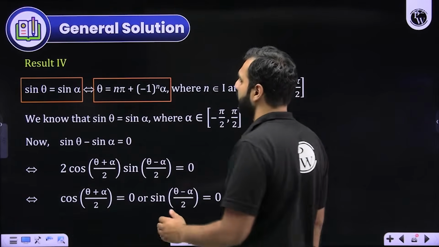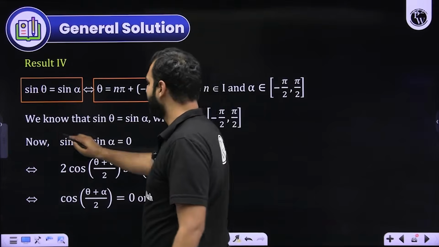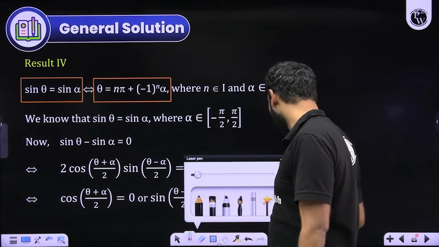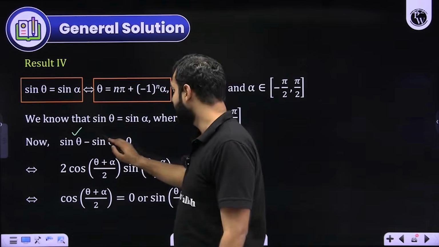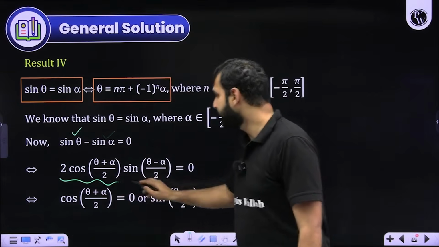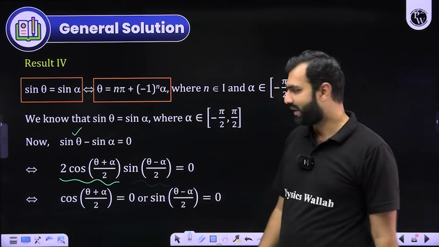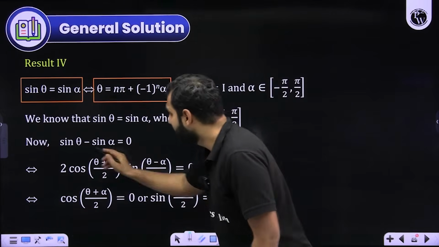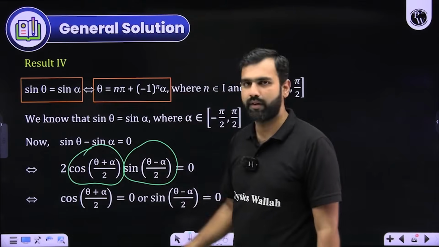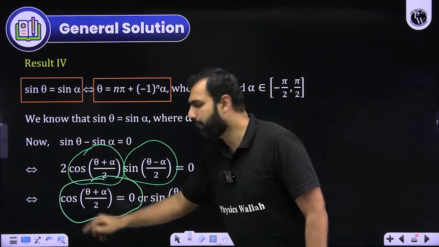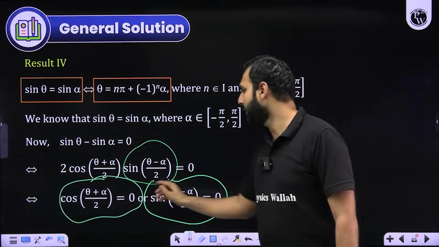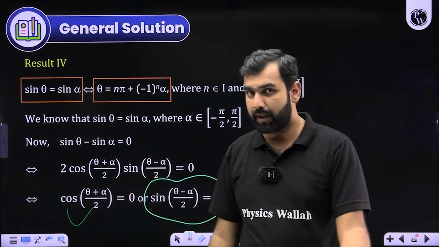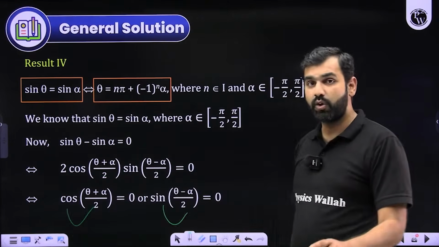What is the derivation? See, if sine theta is equal to sine alpha, I can write it as sine theta minus sine alpha. There is no problem in that. Now, once you have written it as sine theta minus sine alpha, you can use the identity sine c minus sine d, which is 2 cos c plus d by 2 sine c minus d by 2, where this product is 0. This product will be 0 when either this is 0 or this is 0. So I'll say cos of theta plus alpha by 2 is 0 or sine of theta minus alpha by 2 is 0. We know cos of an angle is 0 at all the odd multiples of pi by 2. We know sine of an angle is 0 at all the multiples of pi.